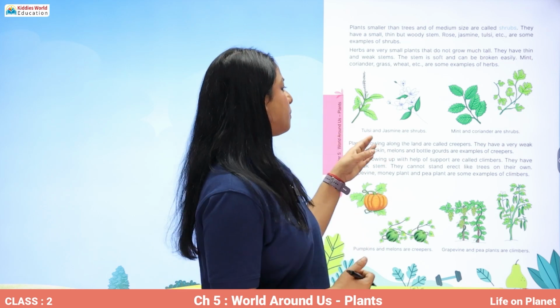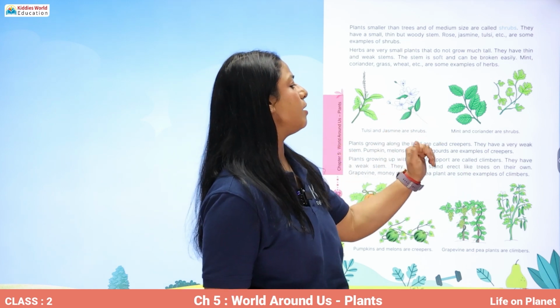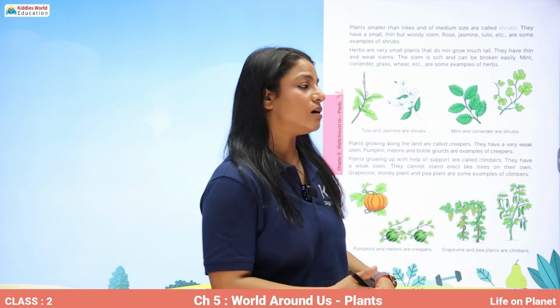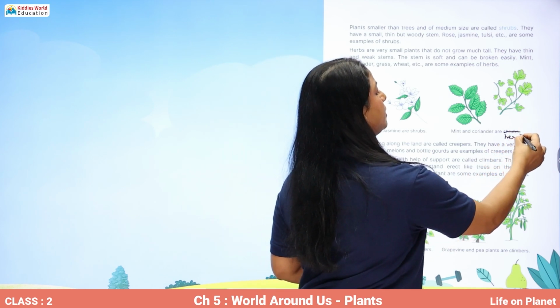Alright, so here are the pictures of the shrubs and the herbs. Tulsi and jasmine are the shrubs, mint and coriander are the herbs. So it is a misprint in your book. You can just write herbs.